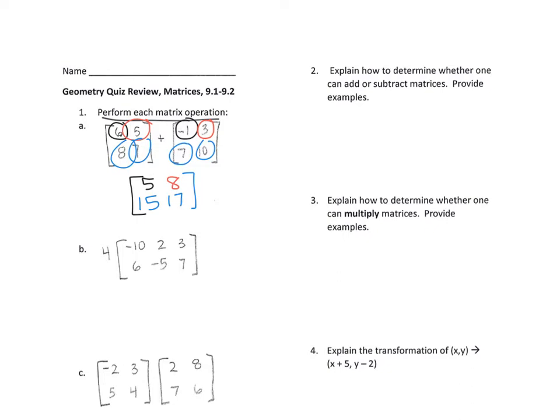B, you have a number next to it. This is called a scalar. So you're going to multiply everything on the inside through by the scalar. So this is going to be -40, 8, 12, 24, -20, and 28.